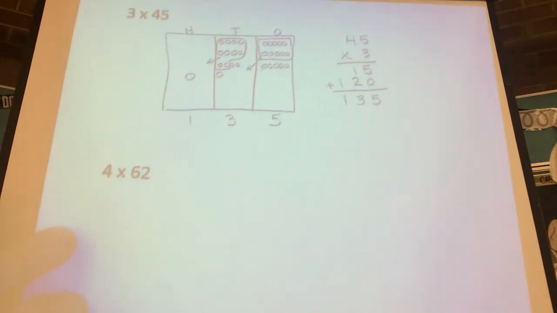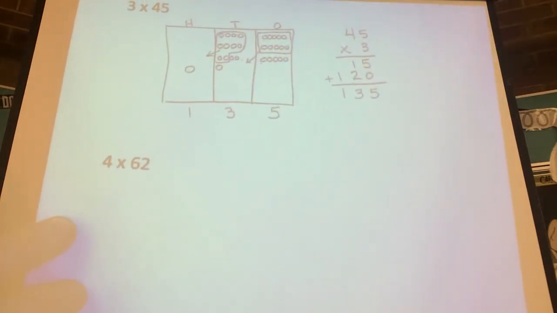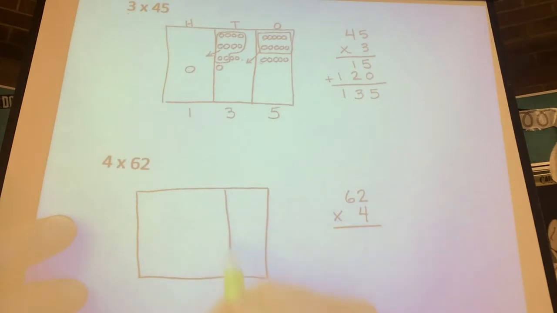Our second problem, we're going to do just like the first problem. 4 multiplied by 62. I'm going to start off by doing 62 times 4 and put that over here. Then I'm going to make a rectangle, my place value chart, and fill up my ones, my tens, and my hundreds.